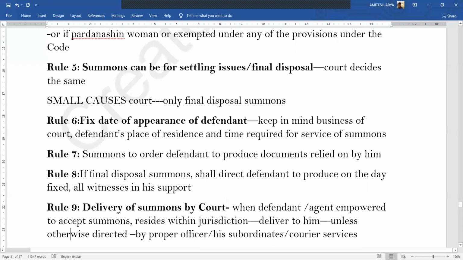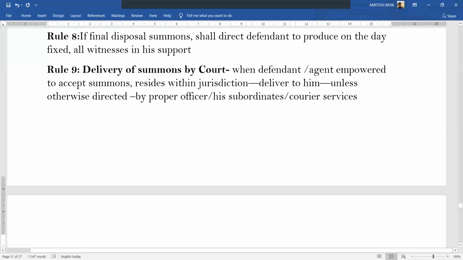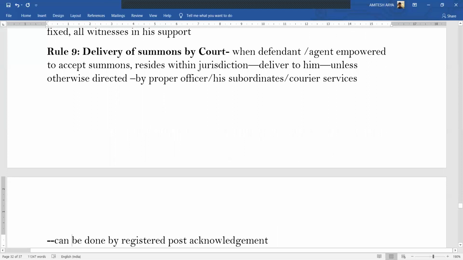And rule number 9 is an important one, that here you will see how the summons is being delivered. Summons is being delivered by court when, either you're giving it to the defendant or any agent who is empowered to accept summons on his behalf. If they are residing within the court's jurisdiction, you'll go and deliver to him, otherwise unless directed. And who will do so? By proper officer or his subordinates, or by courier services.